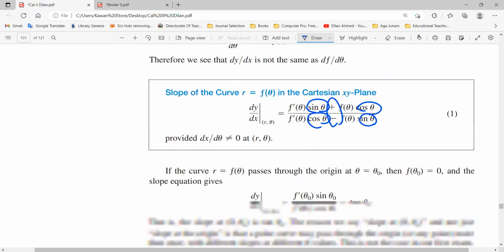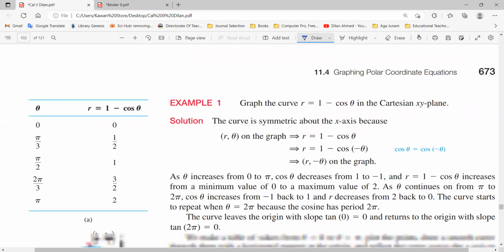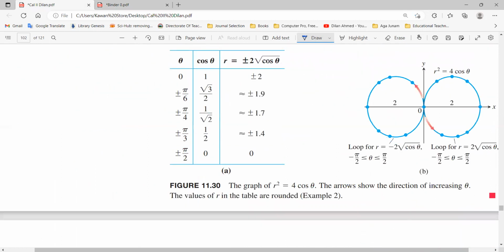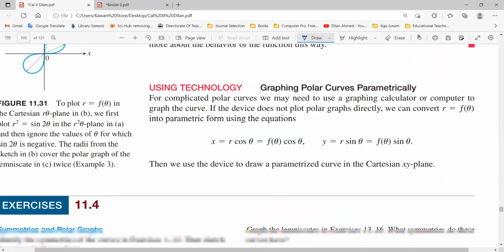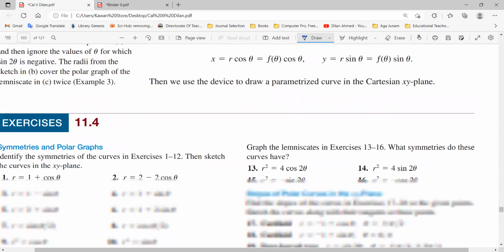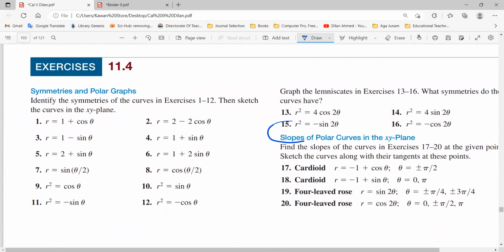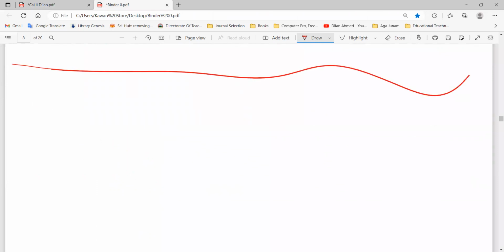So what's f prime? That's the question. What is f prime, and how do we find the derivative? I don't think any example is solved here, so maybe you'll face the example in your exercise. Let me just find it. So here's the slope, here's the r. This is the question.